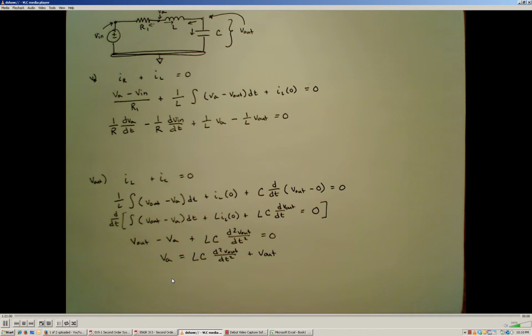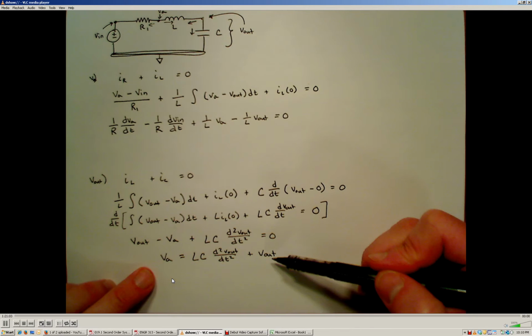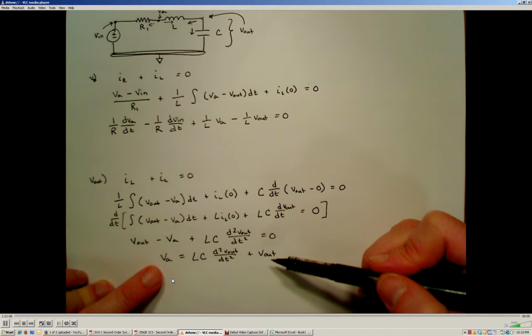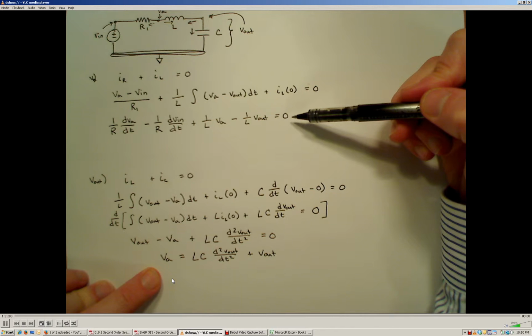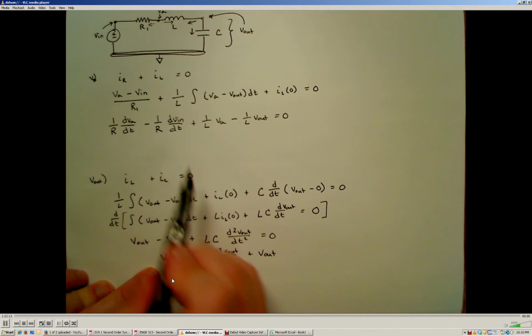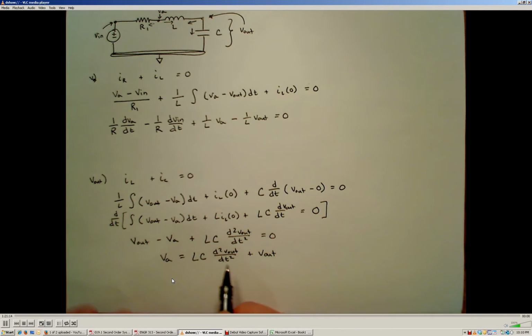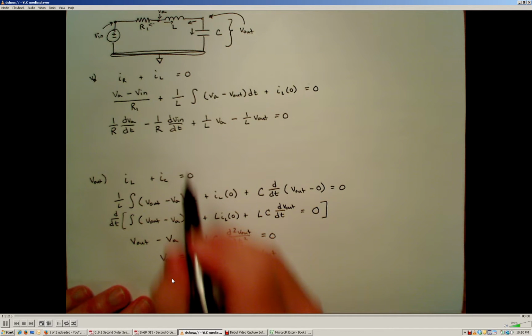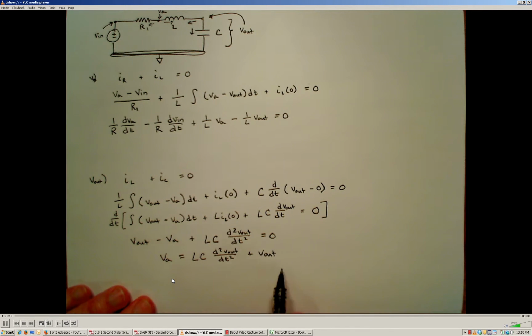Okay. Now, since I've solved for VA, I can substitute VA back into this equation right here, and I'll have everything in terms of Vout and Vn, which is what we need. But to substitute this back in, I need to take the derivative of this definition of VA right here. So the derivative of the node A solution with respect to time is going to give me a third derivative with respect to time, plus a first derivative with respect to time.